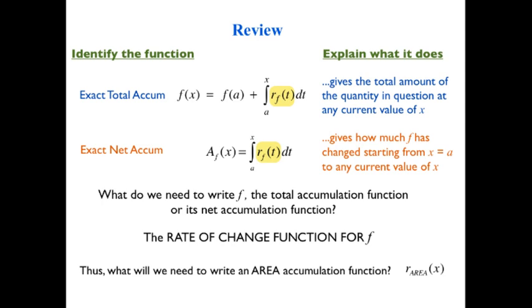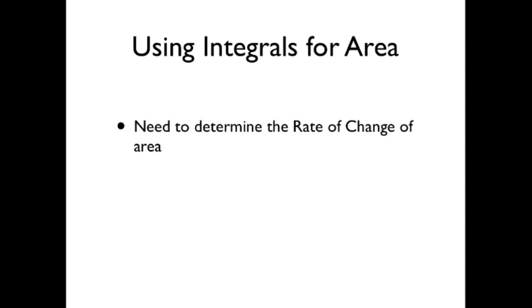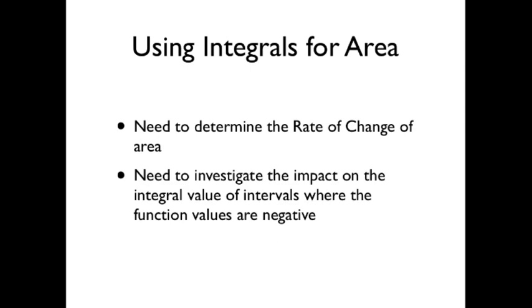Super important. Okay? So, using integrals for area, we said a couple things last time. We need to determine the rate of change of area. We just said it now. And then we need to investigate the impact on the integral values on intervals where the function values go negative, right? So sometimes functions are positive and they kind of carve out regions above the x-axis, and then sometimes functions go negative and they carve out regions below. So what's the impact of that on our accumulation function? And we'll get to that later today.